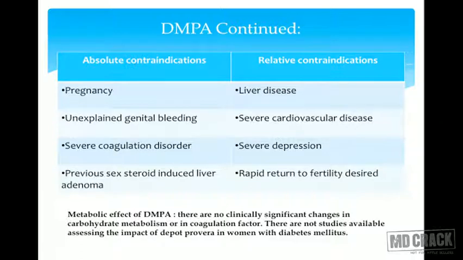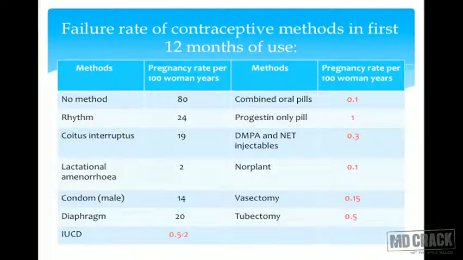Other things like cardiovascular diseases and depression are contraindications for the use of DMPA. Failure rate, again, we have seen all of them now. So let's revise the table. The least failure rates are seen in combined OC pills, which are very commonly used in India. Then in IUCD, the failure rate is 0.5 to 2. Progesterone only pills, the failure rate is 1. DMPA 0.3, Norplant 0.1. Highest is in natural methods.